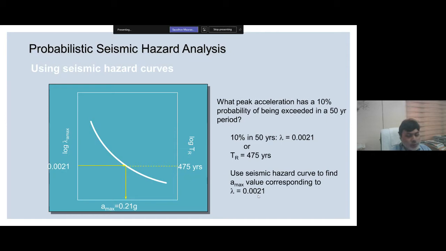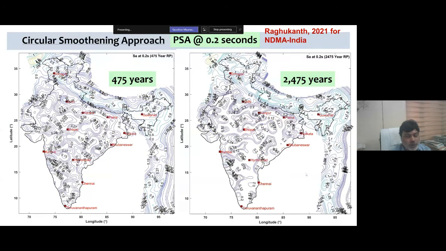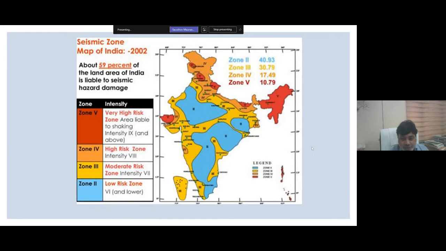By doing all this exercise, for the given 475-year return period, the PGA value was estimated for the entire India, and you can see this contour map. They also tried to get it for the 2500-year return period, meaning if the incidence is 2% in 50 years, the return period is 2475 years, about 2500 years. They determined the PGA contour distributions for the entire Indian subcontinent, and also gave the distribution of spectral accelerations, which impact the structures, and they gave this map. Through this exercise, India has prepared its own seismic hazard zonation map.